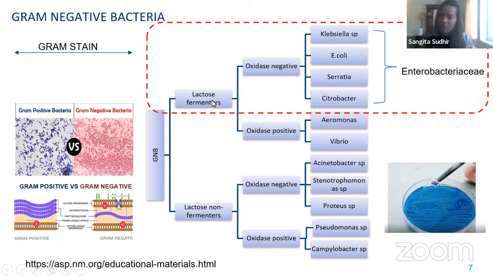So this is how we identify Enterobacteriaceae, and these are the common Enterobacteriaceae that we see. We are going to discuss more about Klebsiella and E. coli. And as you can see, there are others, lactose non-fermenters like Acinetobacter, Stenotrophomonas, Proteus, and this is how we identify these organisms. Hope this was clear till now.